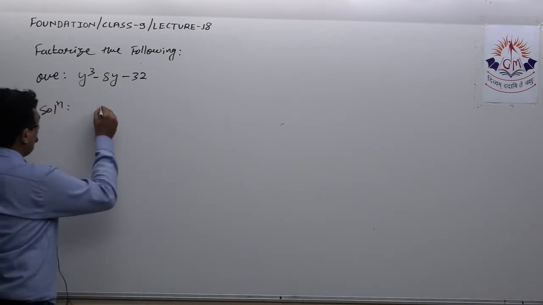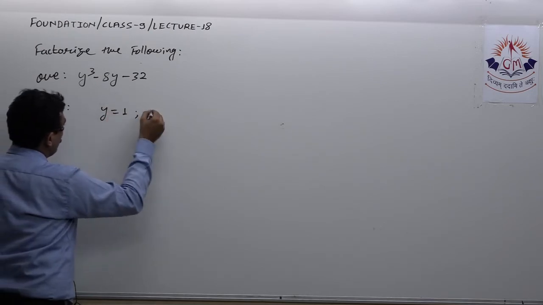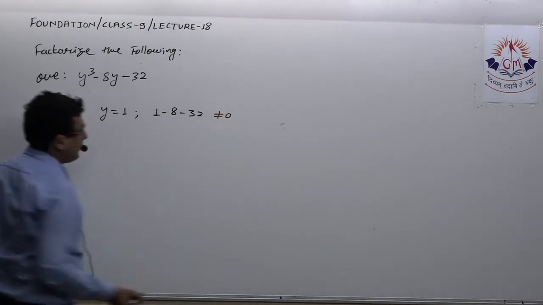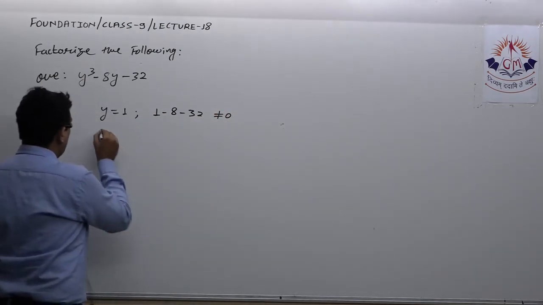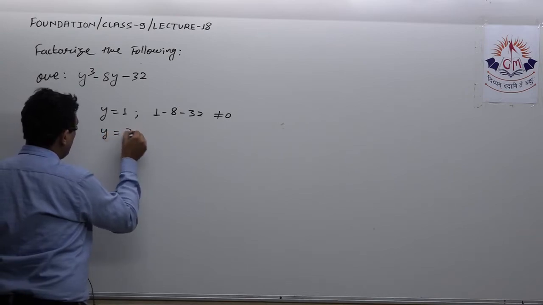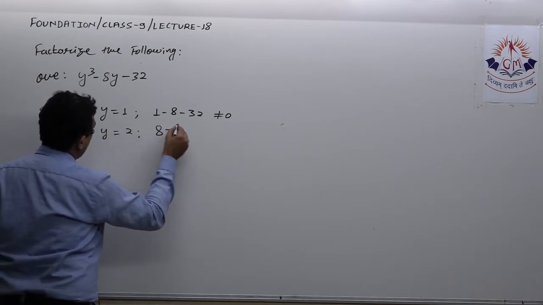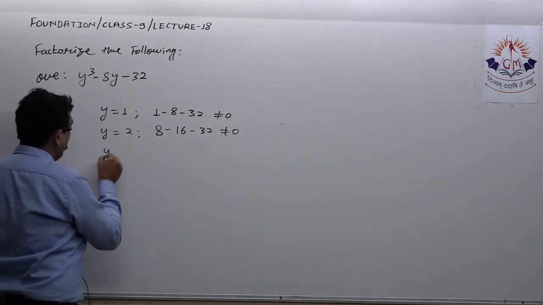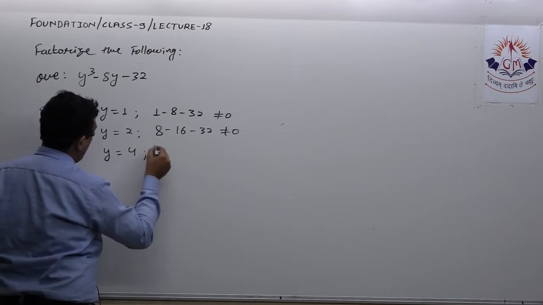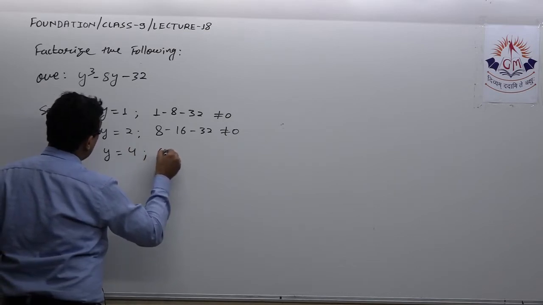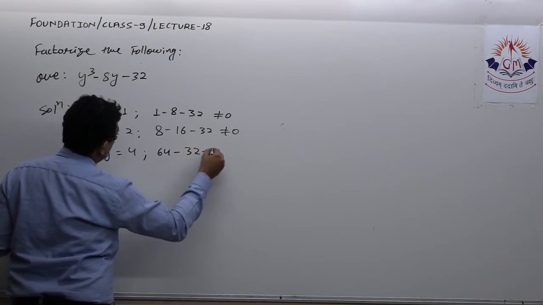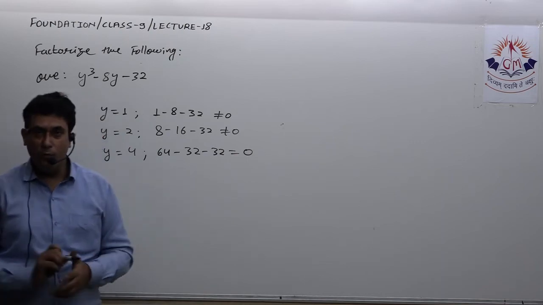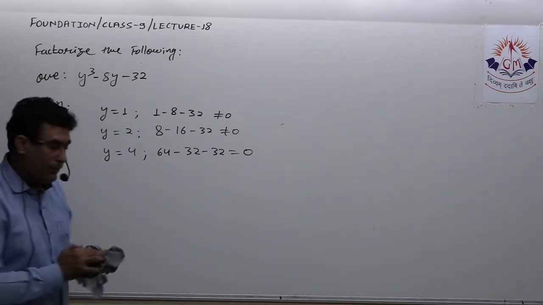So if I put y equal to 1, what will I get? 1 minus 8 minus 32. That is definitely not equal to 0. Okay, now similarly, if I put y equal to 2, this will become 8 minus 16 minus 32, again not equal to 0. Now if I put y equal to 4, okay, so here I will get 64 minus 32 minus 32, that is equal to 0. So I can say y equal to 4 is a zero of the given polynomial.